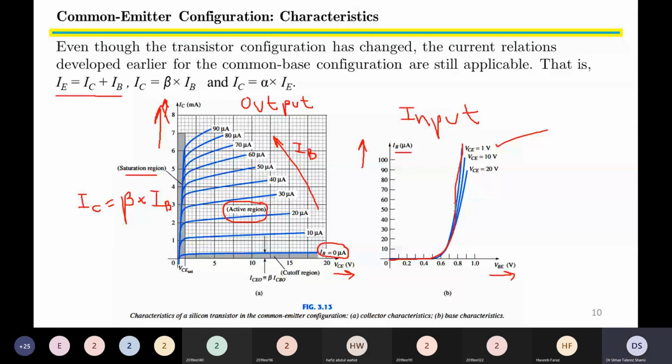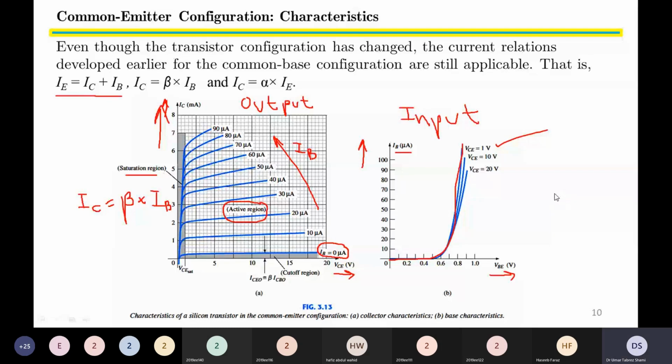And another important thing to notice is that our base current is in microamperes, whereas the collector current is in milliamperes.